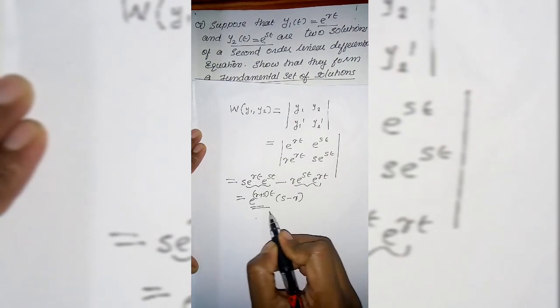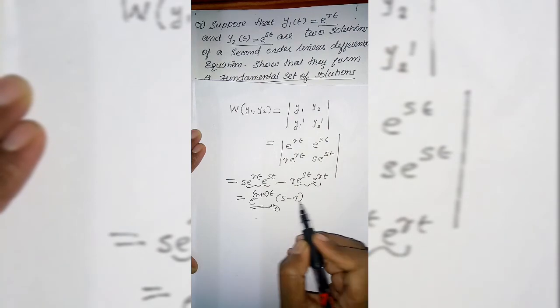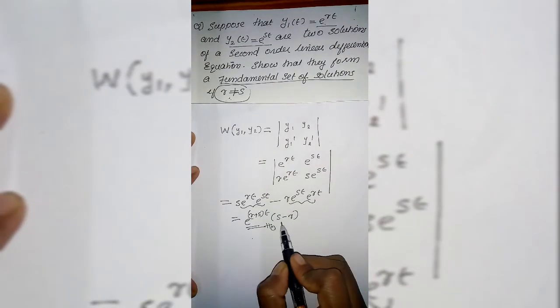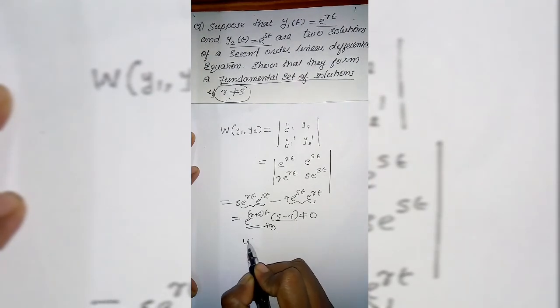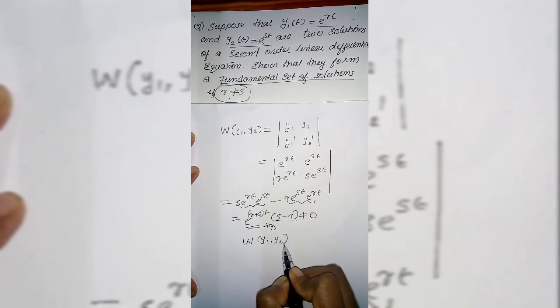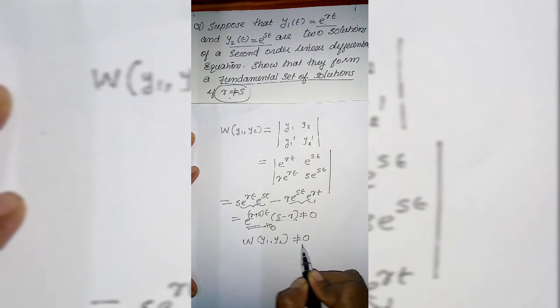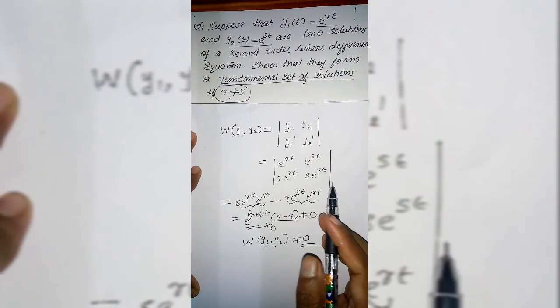Therefore, this is not equal to 0. This is not equal to 0. Now, we are given that r is not equal to s. That is, s minus r is also not equal to 0. Here, the Wronskian W of y1 comma y2 is not equal to 0, which means y1 and y2 form a fundamental set of solutions.